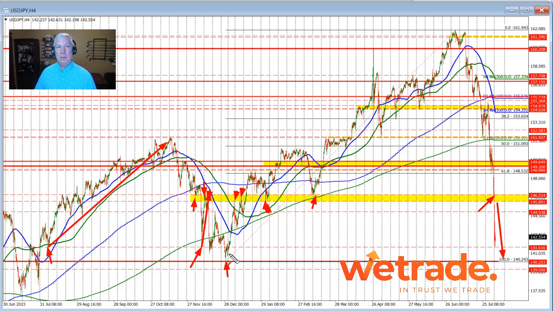Admittedly, we moved below it through here, making our low price. That is another target on the downside at 140.24. So be aware of those levels: 141.61, 140.24 on the downside for the dollar versus yen. Now, what about the upside?